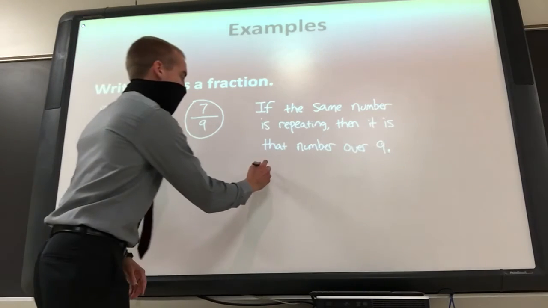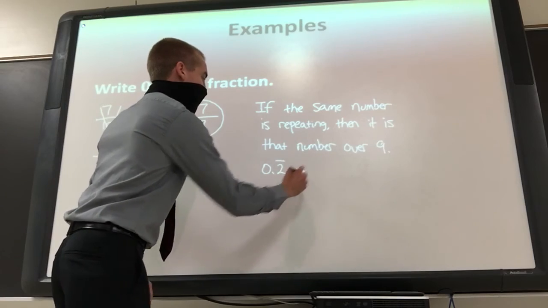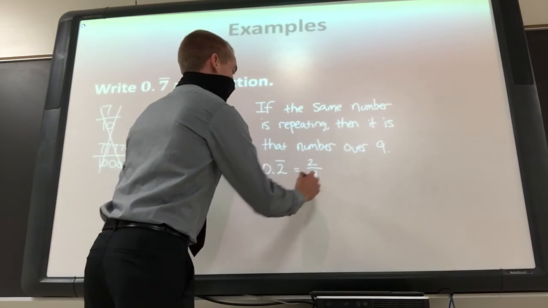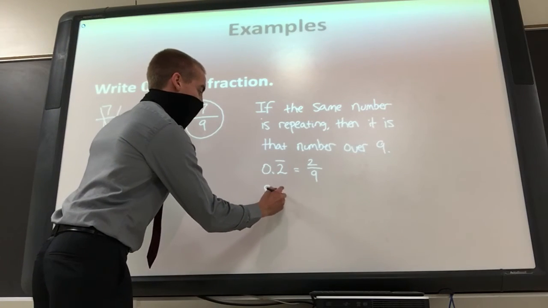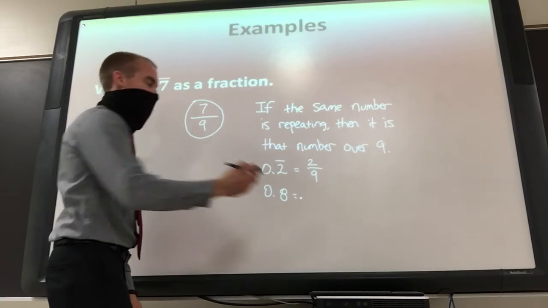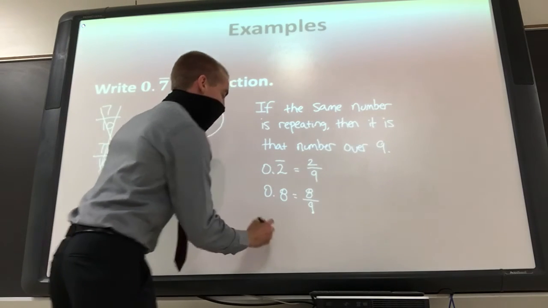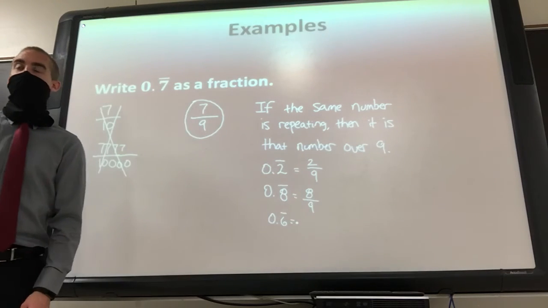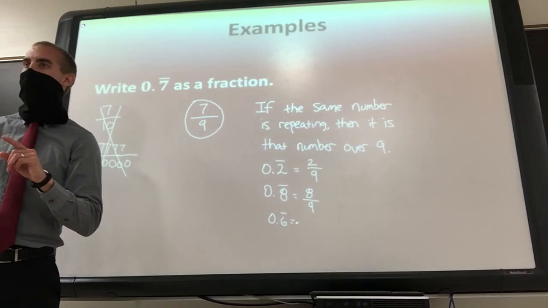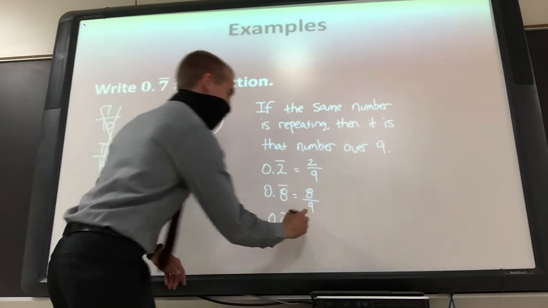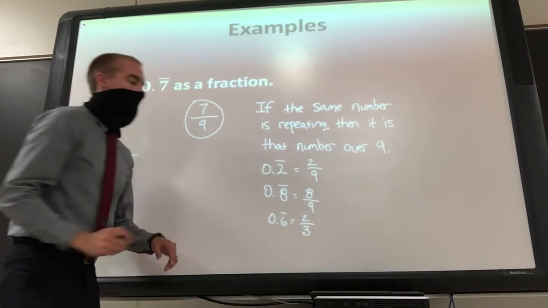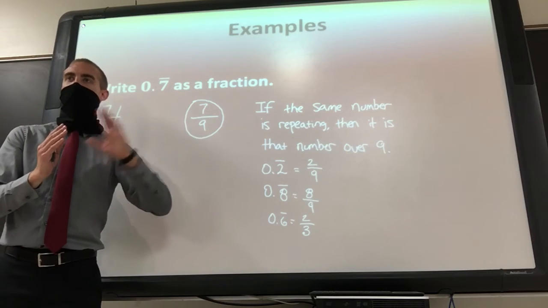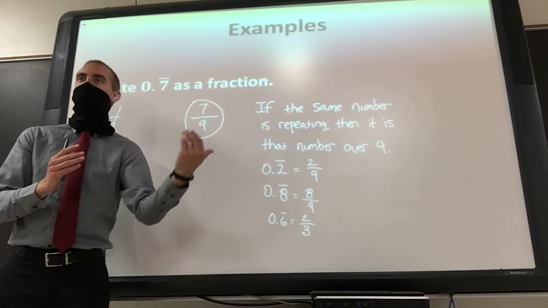So, if we had 0.2 repeating, what is that going to be? 2 over 9. What about 0.8 repeating? 8 over 9. What about 0.6 repeating? 6 over 9, but you can simplify, can't you? 6 over 9 simplifies to 2 over 3. That is why 2/3 and 1/3 are repeating, because it goes to actually 3 over 9 and 6 over 9.